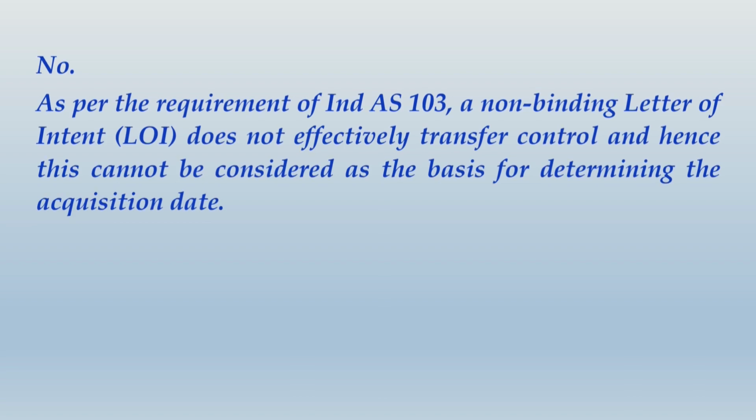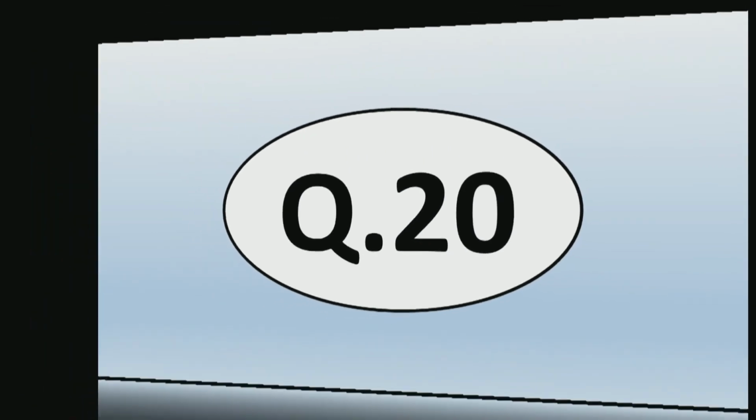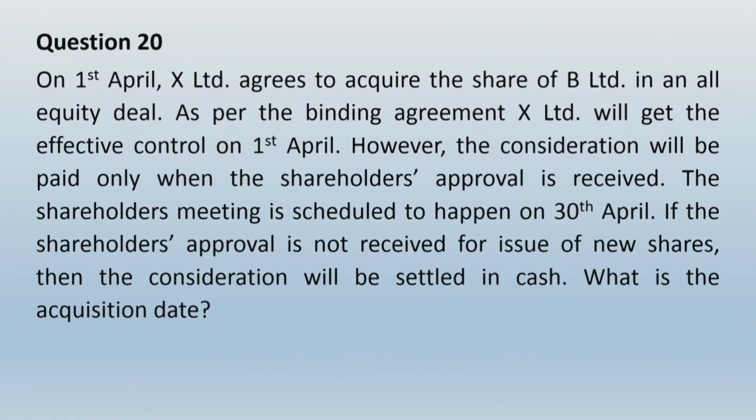Alright friends, you would have finished writing this whole thing. Let us move ahead and take up the next question, that is question number 20. Let us read this question. On 1st April, X Limited agrees to acquire the share of B Limited in an all equity deal. As per the binding agreement, X Limited will get the effective control on 1st April.